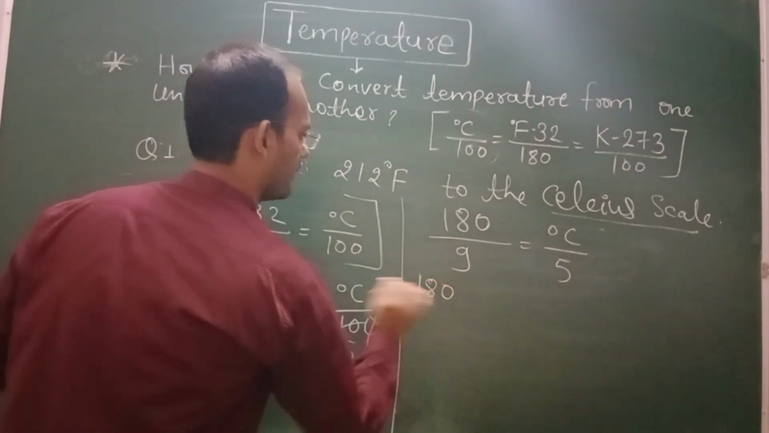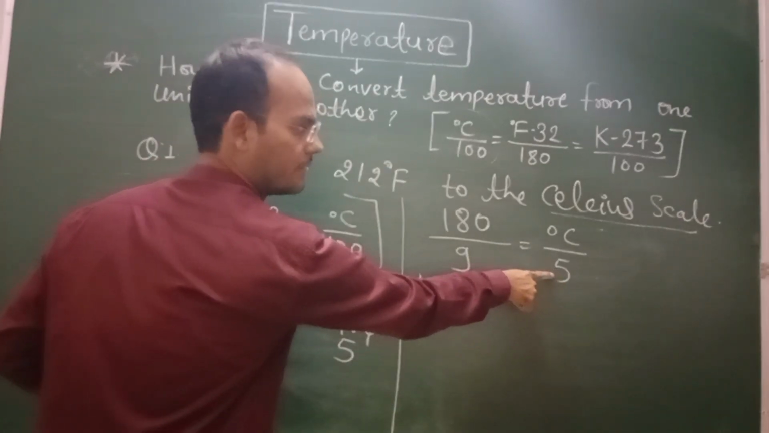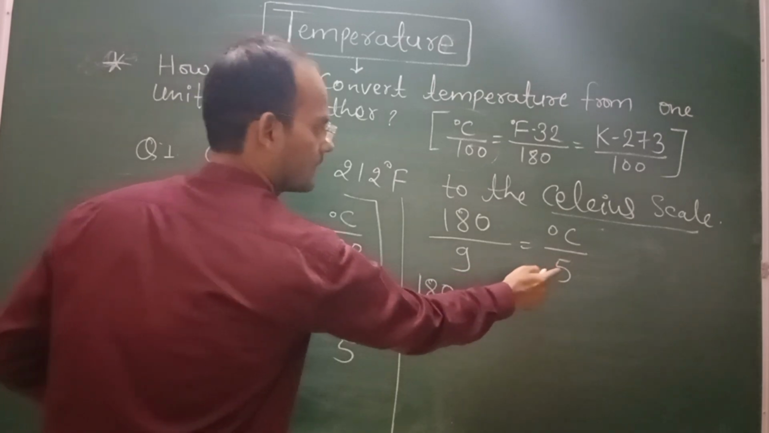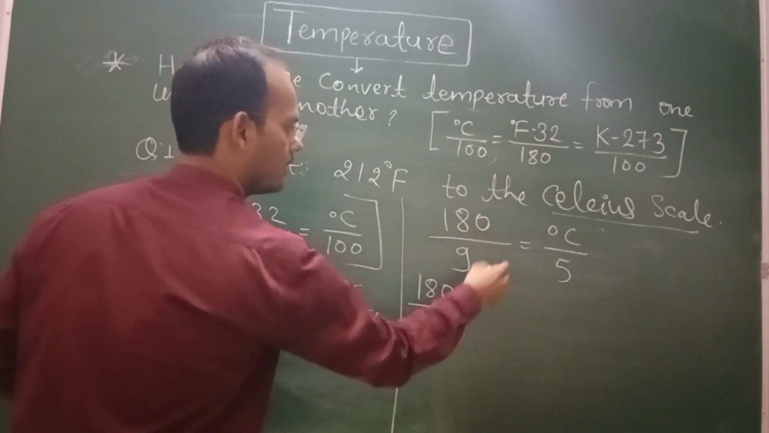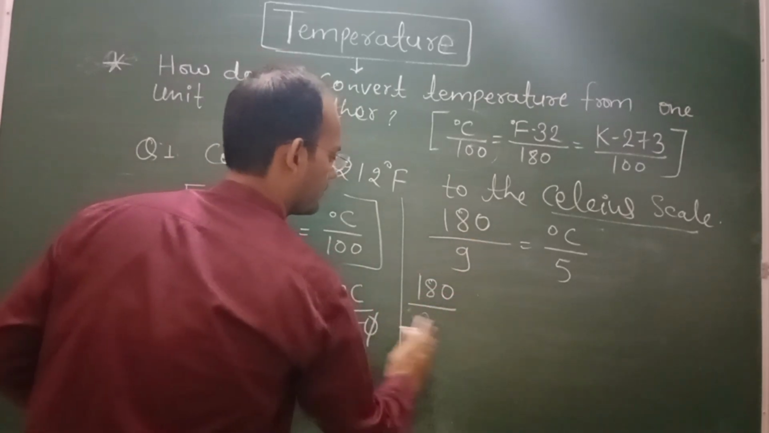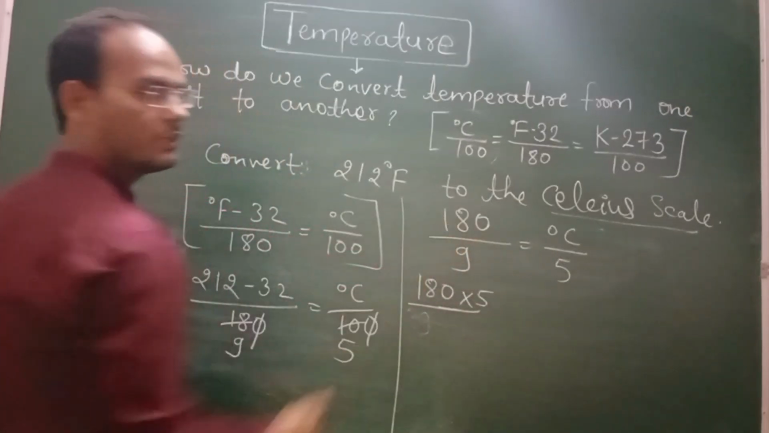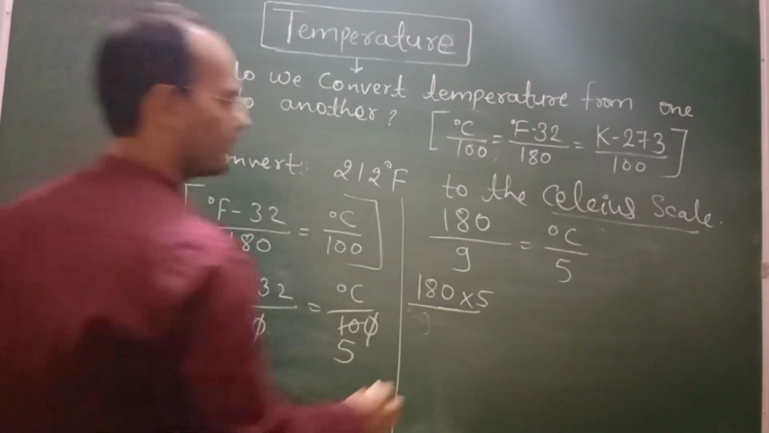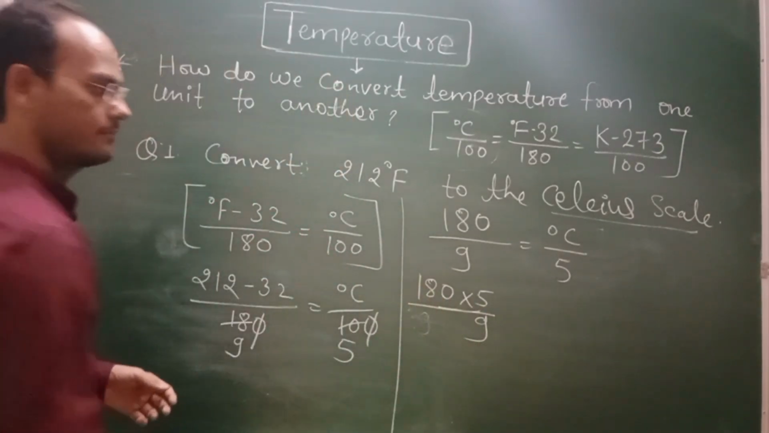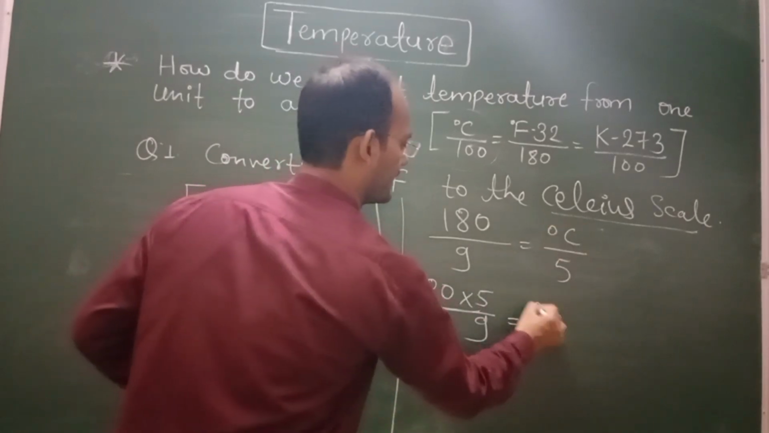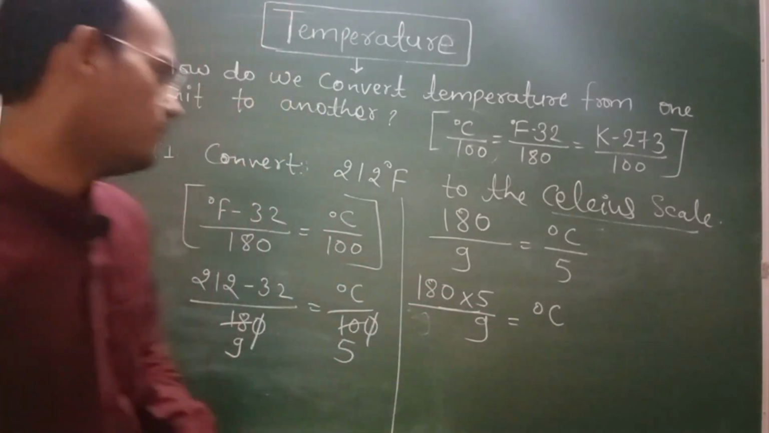180, keep this one, and 9, and this one number, bring this side. We bring this one number here, and we can write: a divide number when it goes to the other side makes the multiply. So 180 divided by the 9, and we have to find out the degree Celsius. That's why the degree Celsius is kept on one side.